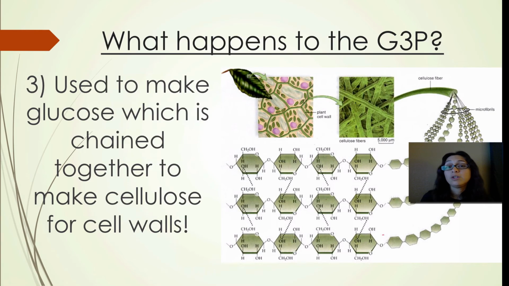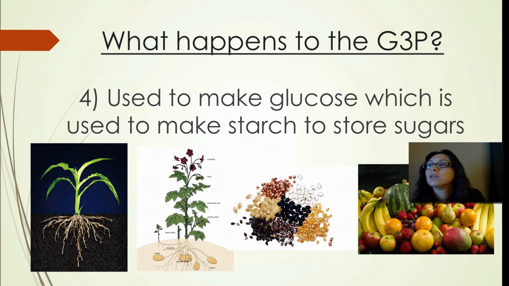It can be used to make cellulose. You could take that G3P, make glucose, and then chain it together in order to make cellulose, which all plant cell walls are made out of. So this is huge right here. You can't have a plant cell without a cell wall. So you take the G3P, make glucose, chain it together, and now you have cellulose, making your cell walls.